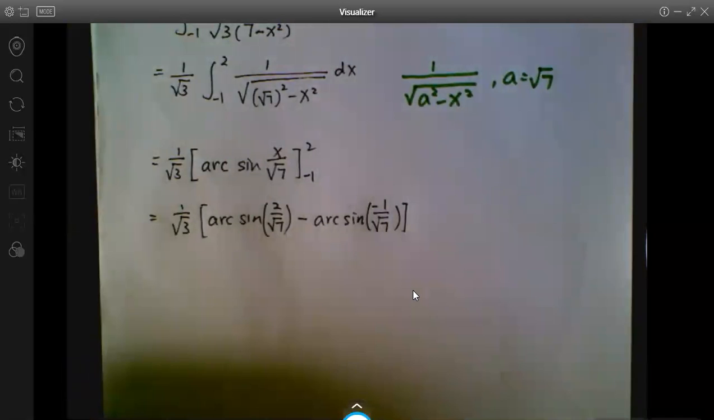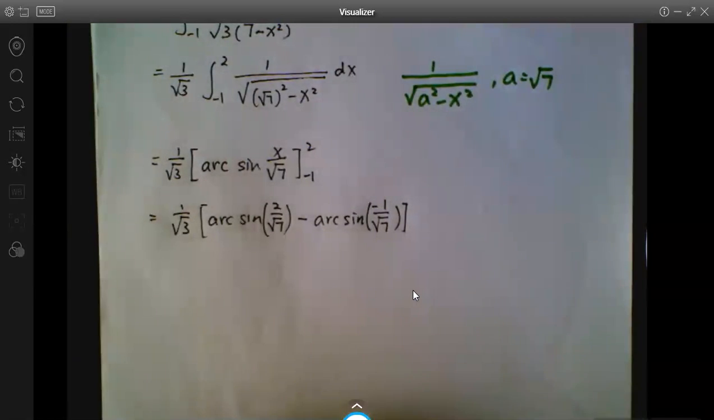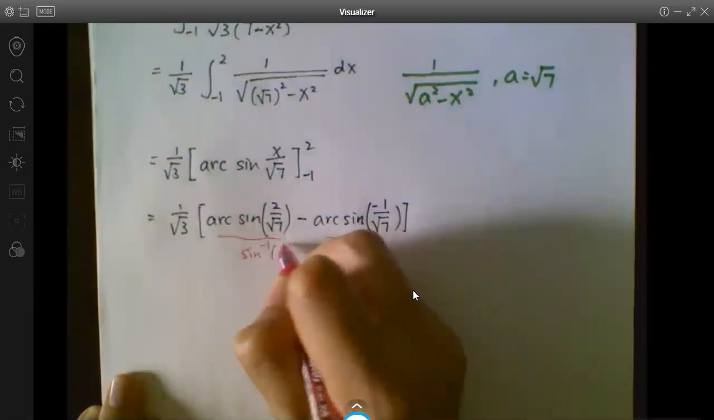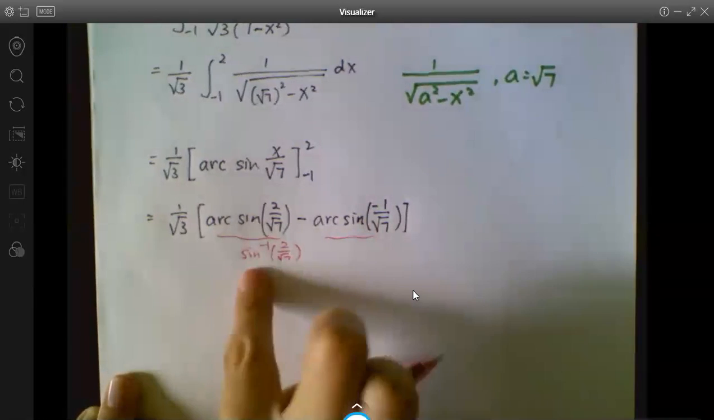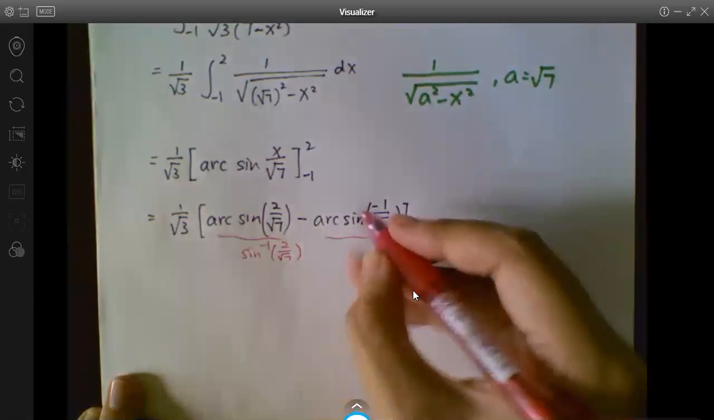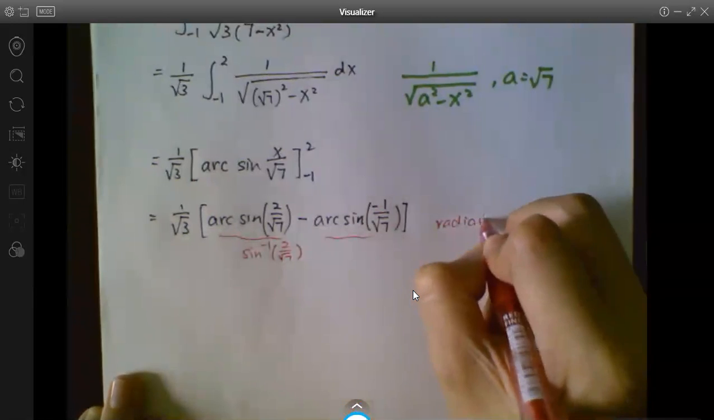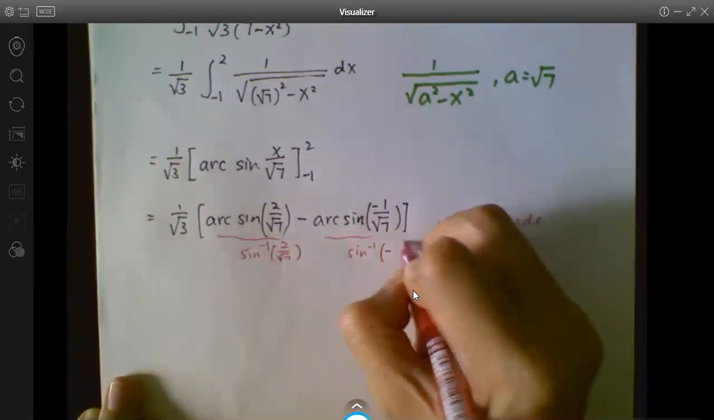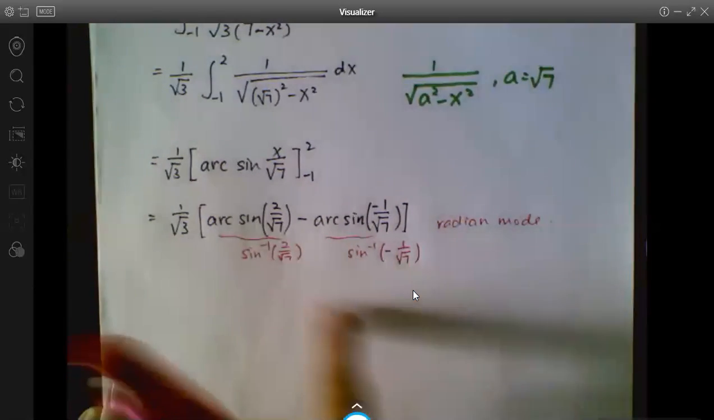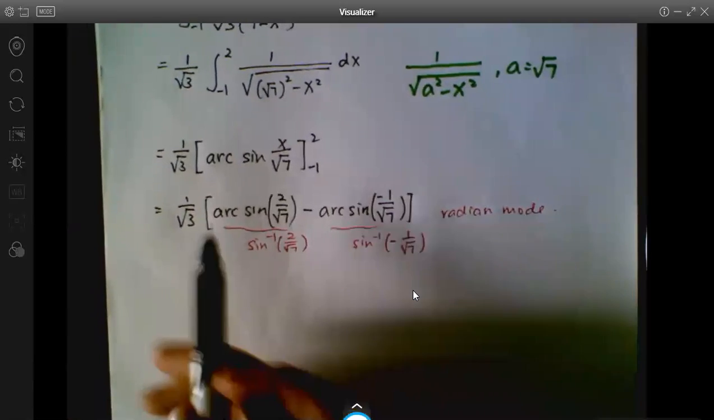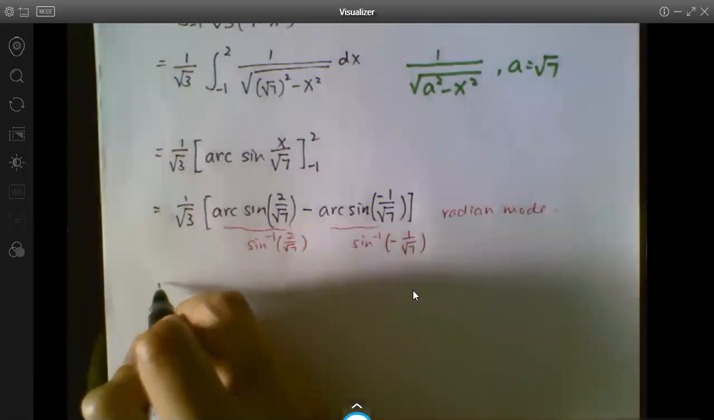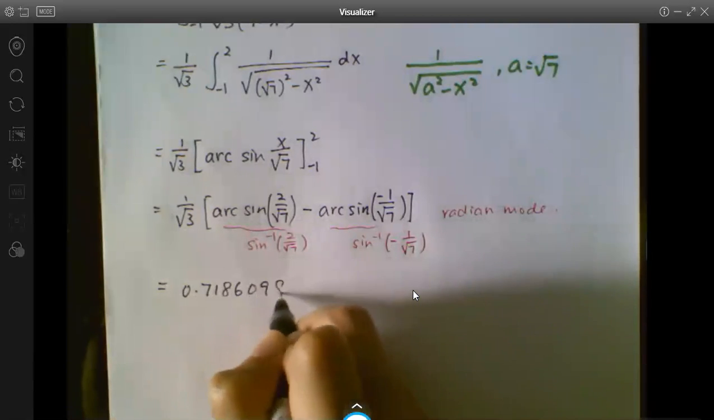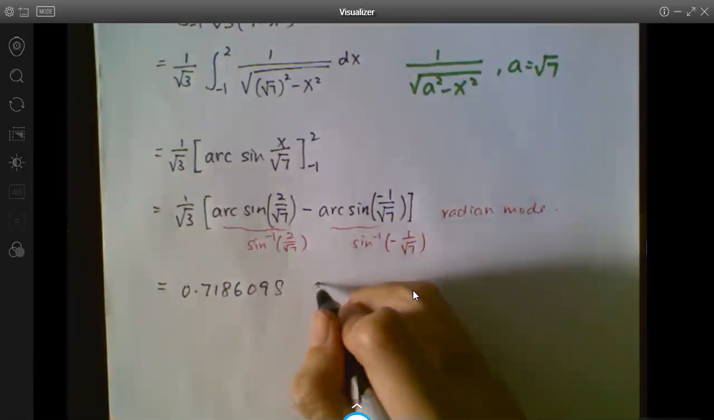Then you should use the calculator. Arc sine is sine inverse, so you should have this function in your calculator. Also, please use radian mode. Include the negative sign. You should get some numbers. If you do it correctly and remember to divide by square root 3, you should get something like this. 368.